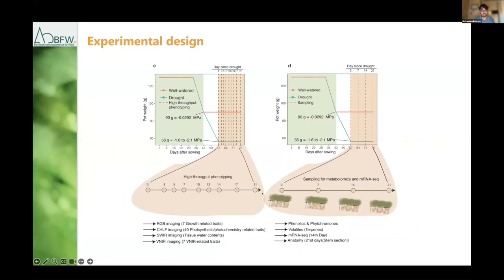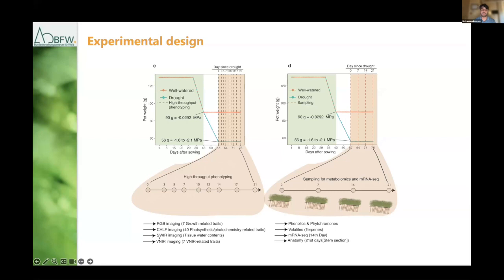So we did a 21 days drought stress experiment where we grew the populations for 8 weeks under normal conditions, and then we gave them the drought stress for 3 weeks, and we did high throughput phenotyping based on 4 different sensors. One was RGB, chlorophyll fluorescence, and hyperspectral.